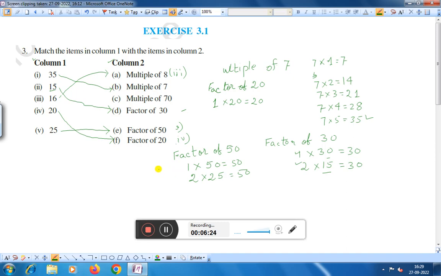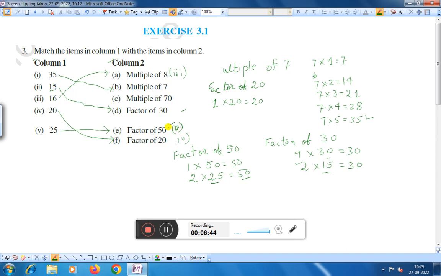And 25, the factor of 50, if we take factor of 50, then 1 into 50 is 50 and 2 into 25 equal to 50. Therefore factors of 50 are 1, 2, 25 and 50. Therefore 25 is the factor of 50. This is the solution of question number 5.